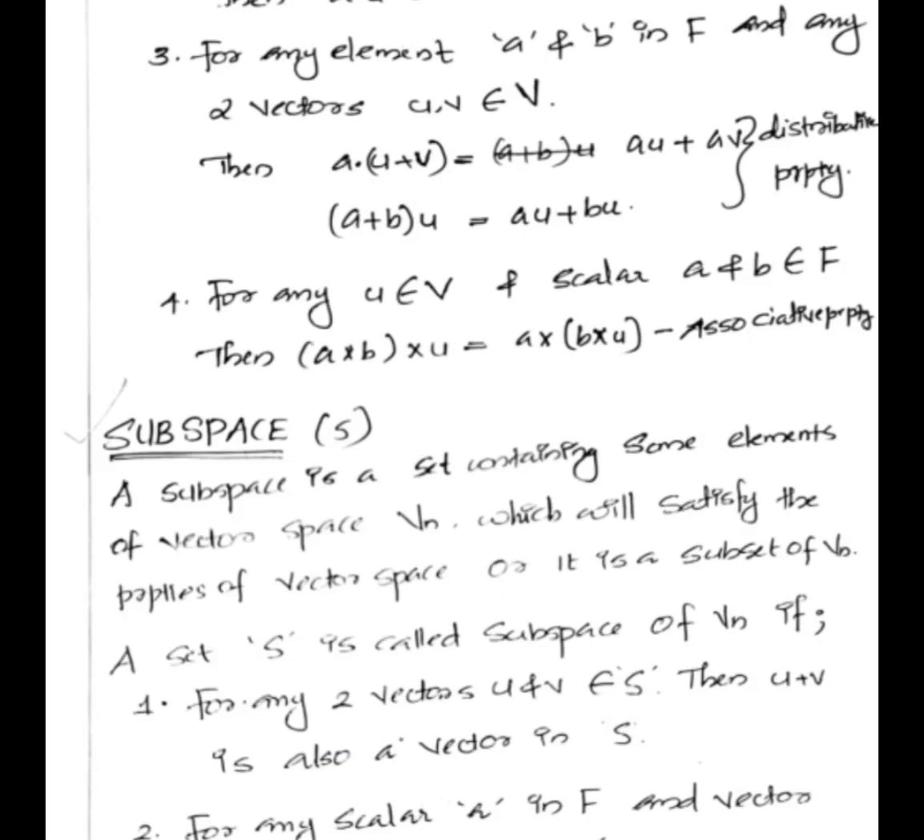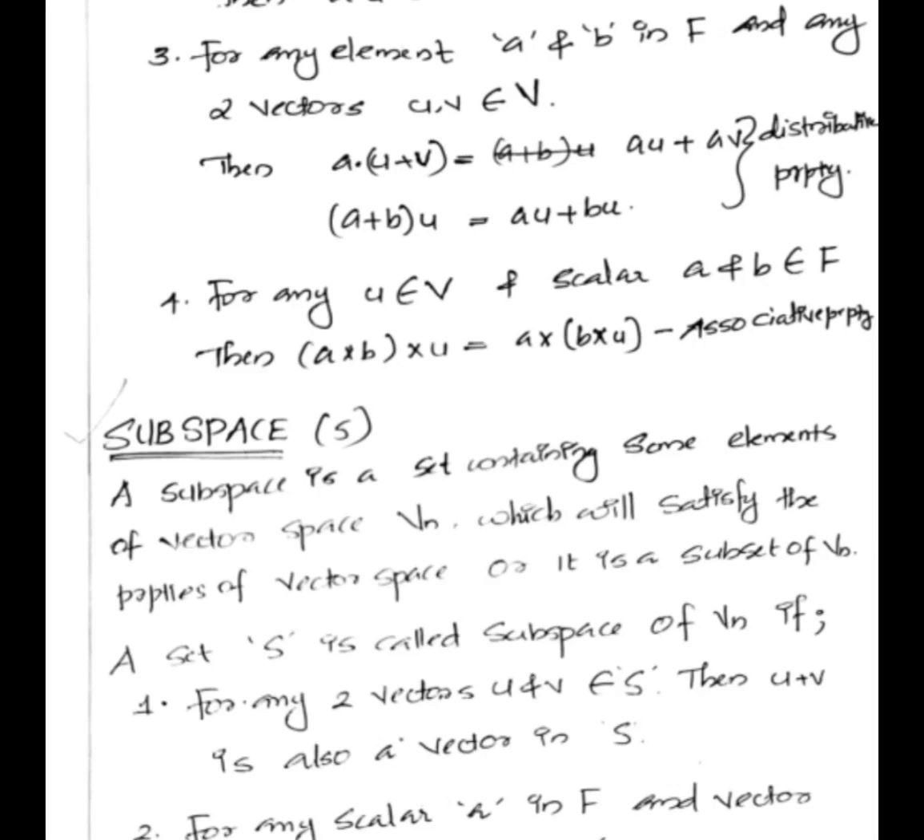So if a set of elements is said to be a vector space, it should satisfy these four properties. That is, it is commutative under addition, and it is closed: if you are multiplying a scalar with a vector, the answer should be inside the vector space. Then the third is it should satisfy the distributive property where A and B in F and u and v in V, and it should also satisfy the associative property. So these are the properties of vector space.